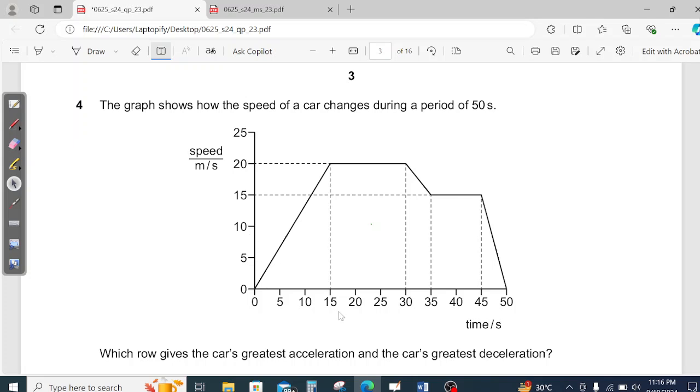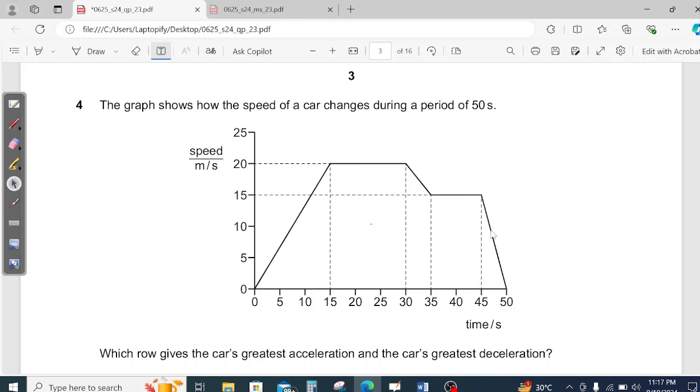In a speed time graph, when you look at a straight line, it means the body is moving with constant acceleration. When the line is horizontal, it means the body is moving with constant speed. It means speed is not changing. When the slope is moving downward, it means the speed of your object is decreasing, so the body is decelerating. Then again it is horizontal, it means the body is moving with constant speed.